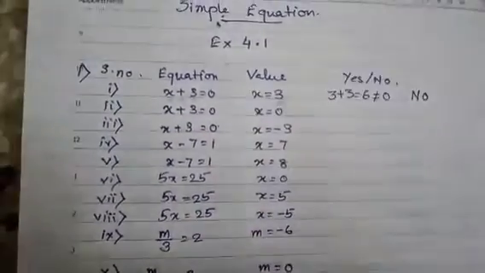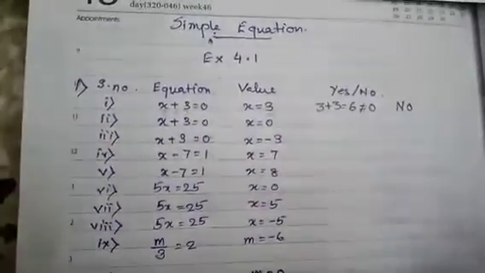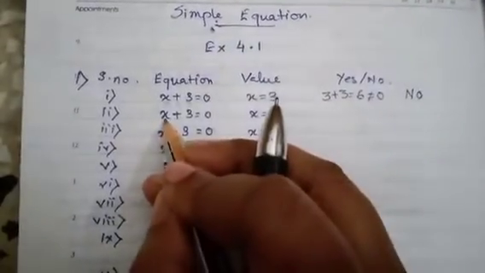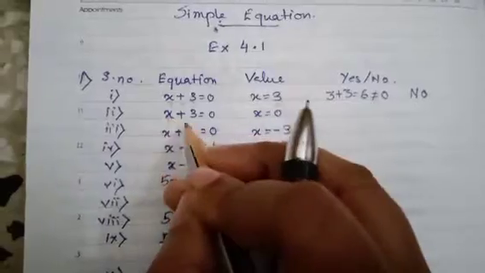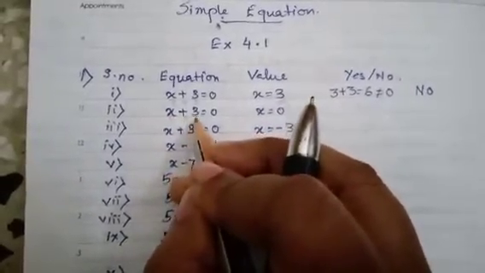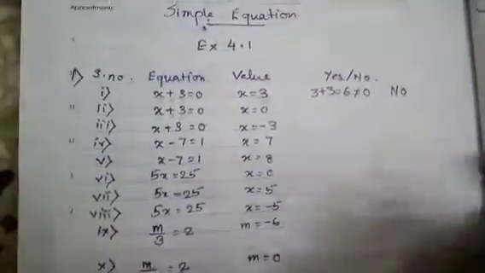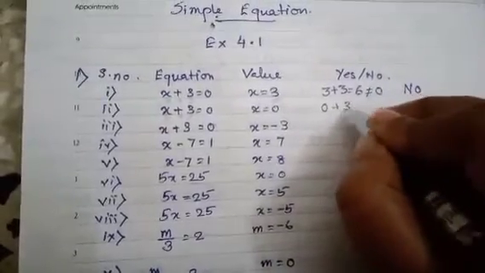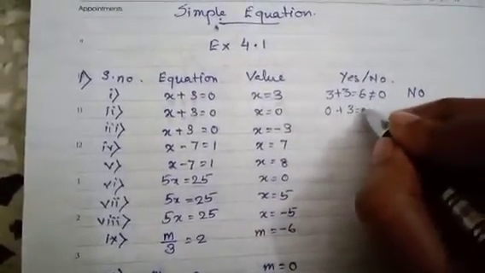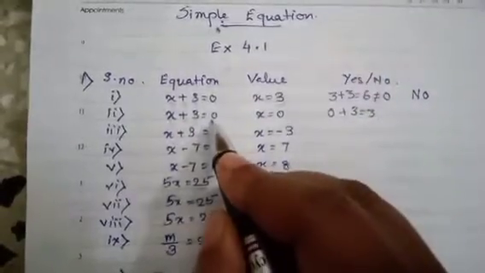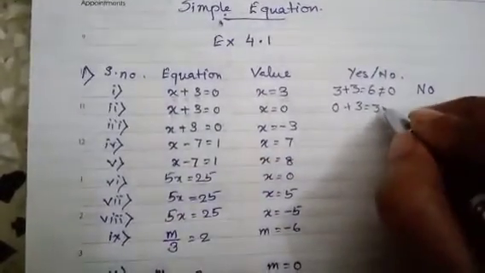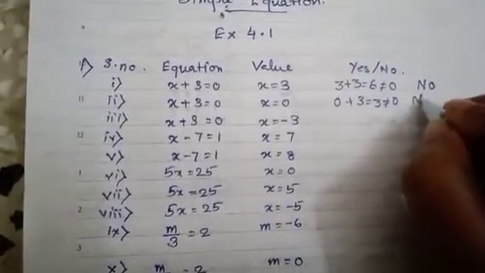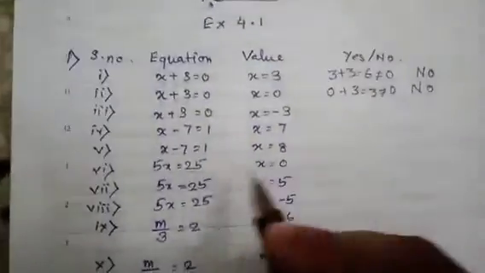So next one, just check. If here we have x is equal to 0, I am going to place 0 in the place of x, then plus 3, right? So now I am having it as 0 plus 3. 0 plus 3 is 3. But what is my solution given as? 0, which is not equal to 3. So is it a solution? No, it is not a solution, right?